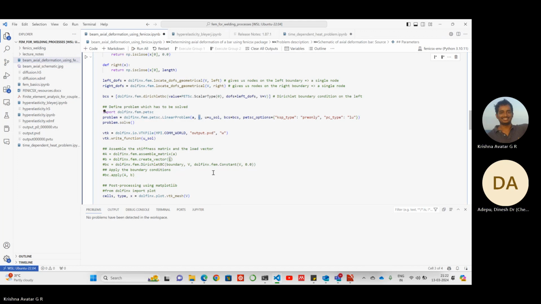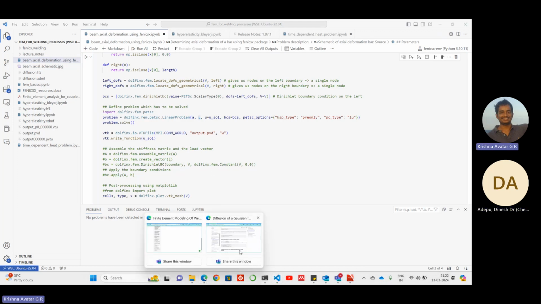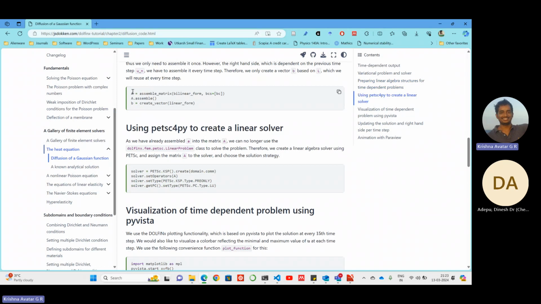But now we are not doing that. We have already assembled it because we don't want this thing to be assembled again and again, just for computational cost reasons, and also for the sake of not repeating something. And now we create a linear algebra solver using PETSc and assign the matrix A to the solver and choose the solution strategy. So what we are doing is solver is equal to PETSc.KSP.